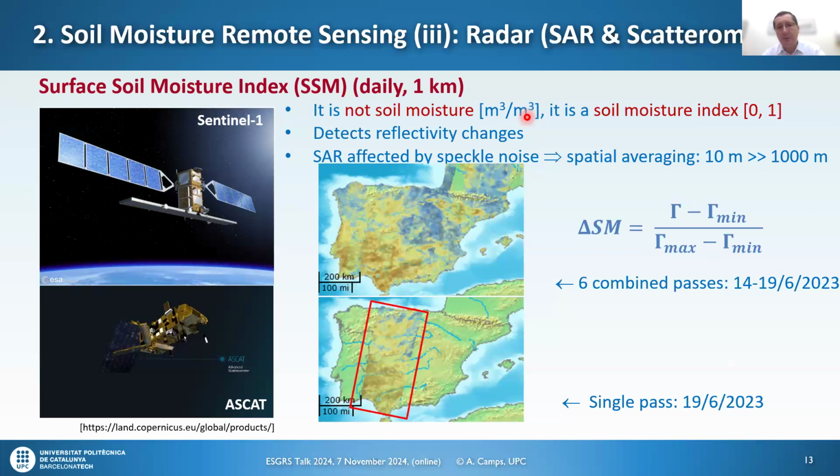Okay, but again, what the radars or the scatterometers are measuring is basically changes in the reflectivity. And here you have examples. This is one single pass over the Iberian Peninsula made with Sentinel-1, and then it takes 6 passes, which is the revisit time of the Sentinel family, until you get the full coverage of the Iberian Peninsula. So in most cases, 6 days is also not enough to map the soil moisture.